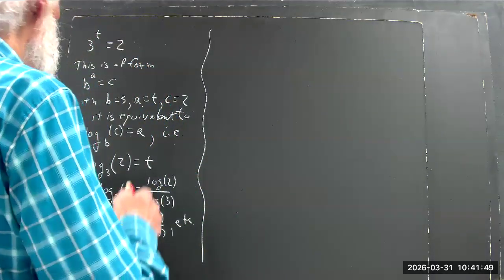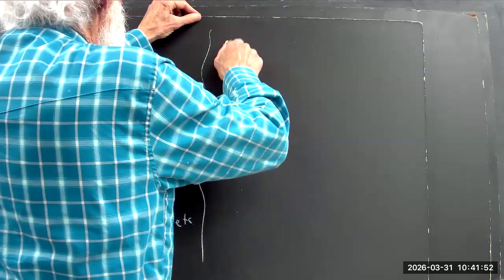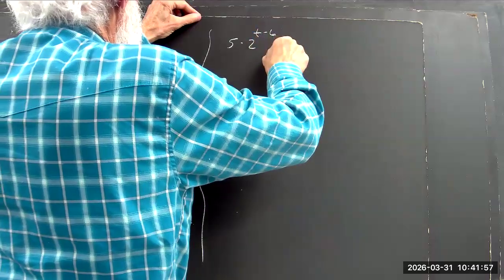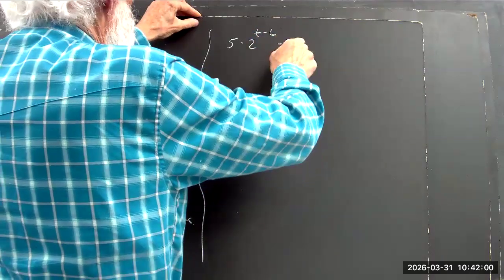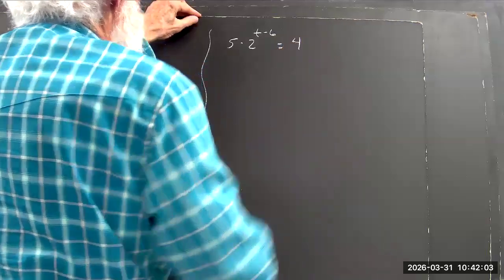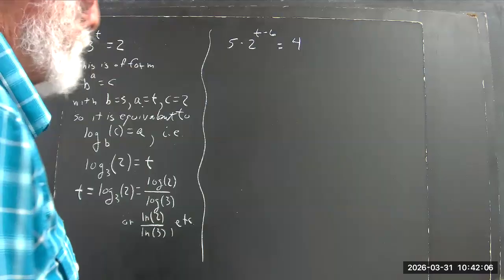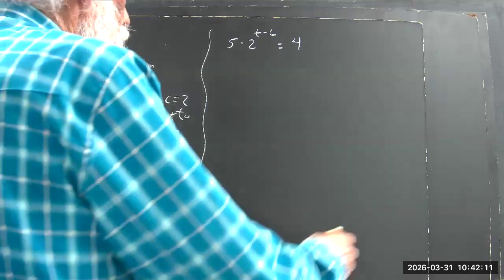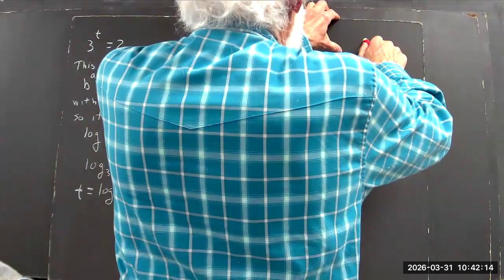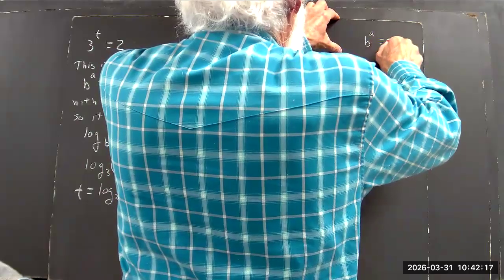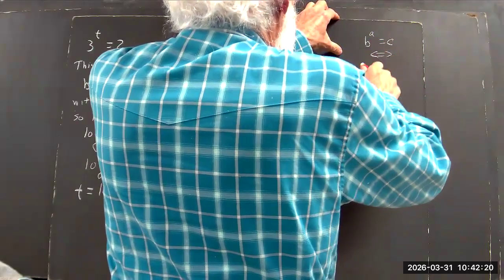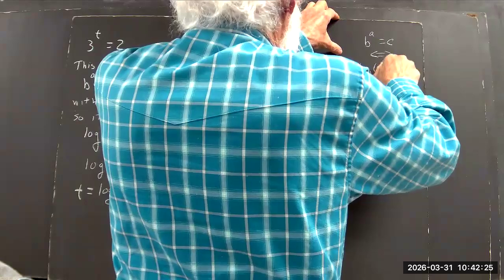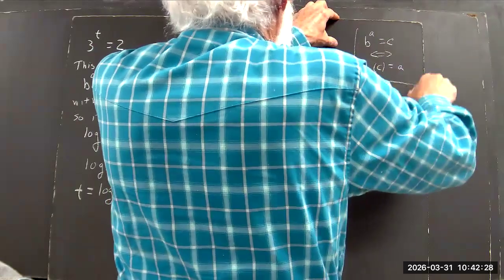Okay. Let's take a little more complicated one: 5 times 2 to the t minus 6 equals 4. Okay. Now, this is not of the form. I'm going to write over here the two expressions: b to the a equals c is equivalent to log base b of c equals a.